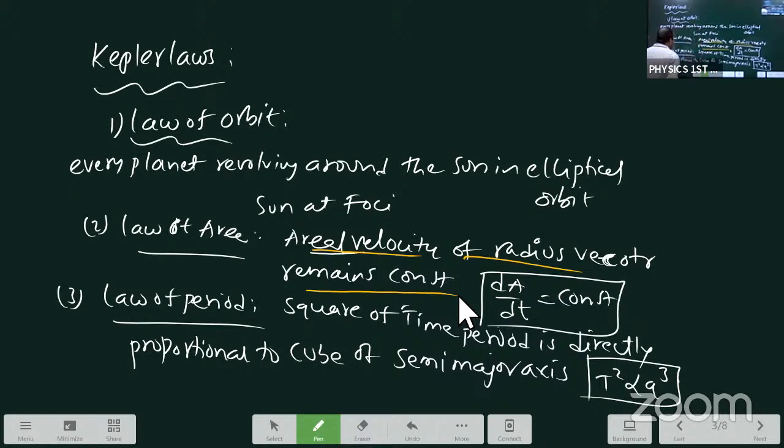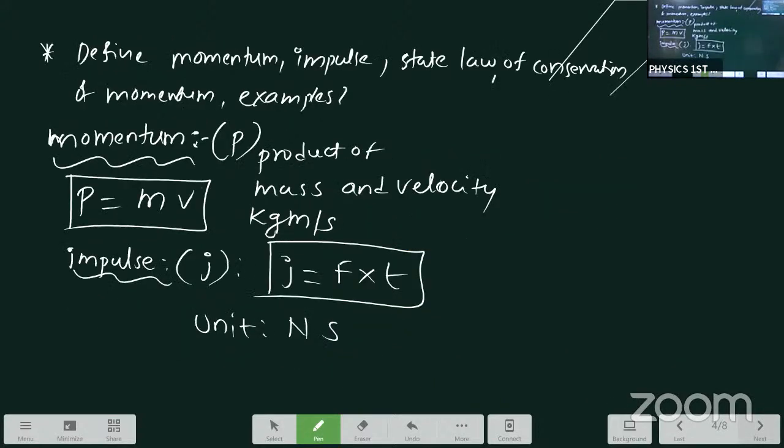Third one, law of period. The square of the revolution time period of a planet is directly proportional to the cube of the semi-major axis. First one, orbit. Second one, area. Third one, period. This is the first question for this day.